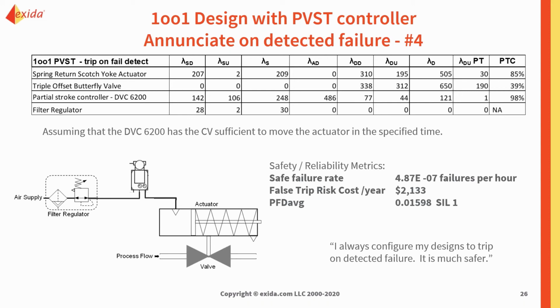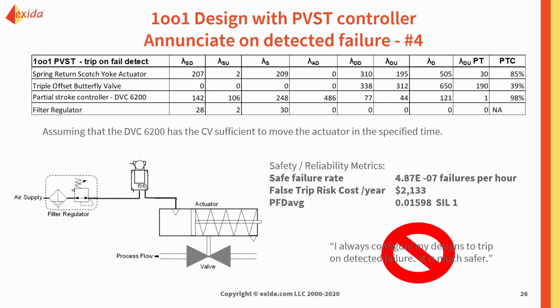And this time, not to trip on detected failure, but to enunciate on detected failure. Same design, same hardware, excuse me, same failure rates, but we're not going to trip every time a failure is detected. So now we see a safe failure rate of 4.87 e to the minus 7. And the false trip cost per year dropped dramatically, actually. Look at that. It's $2,133.